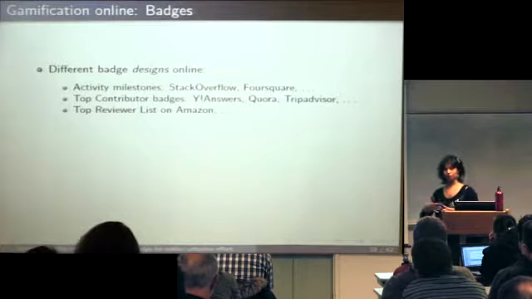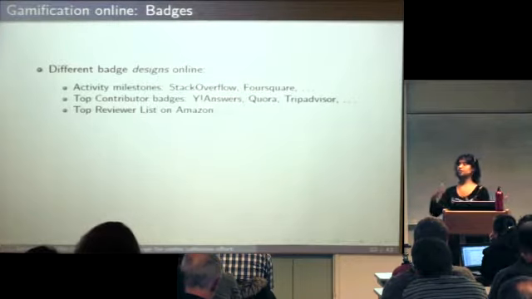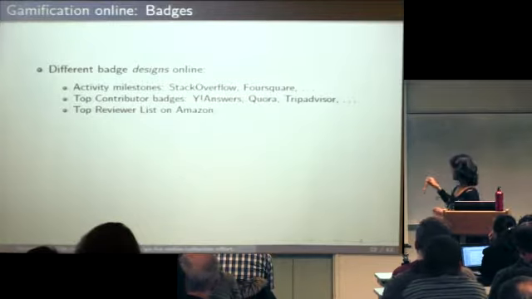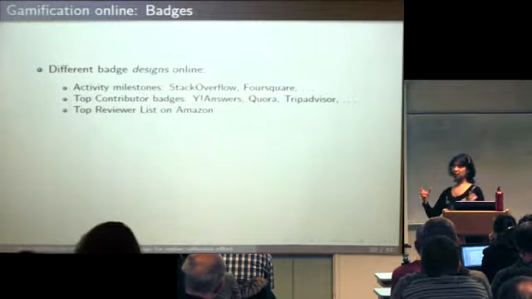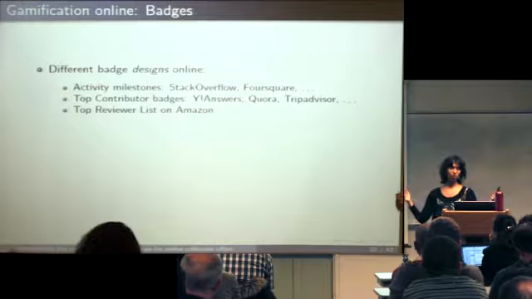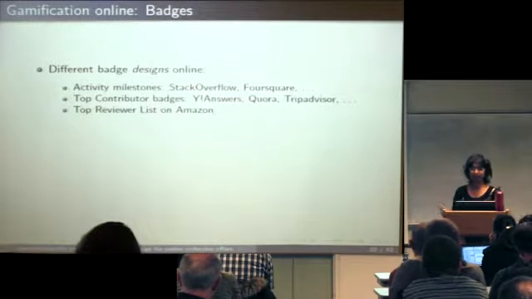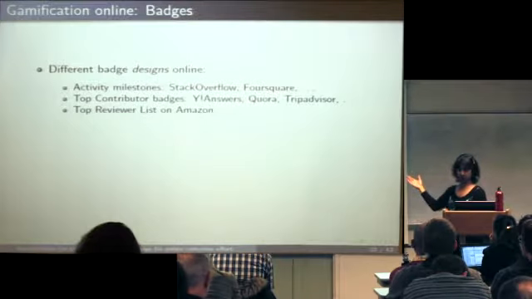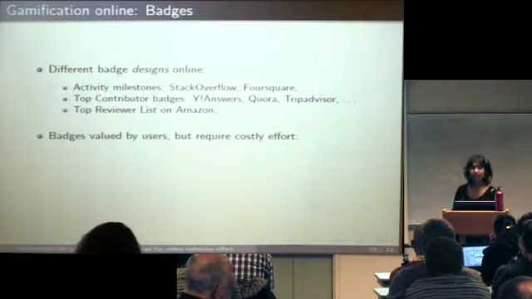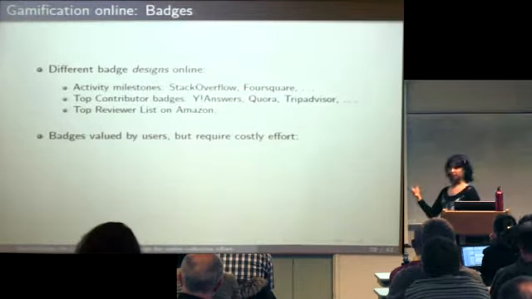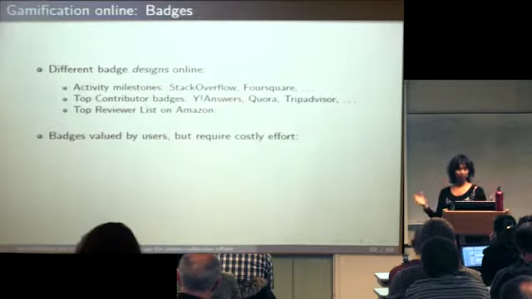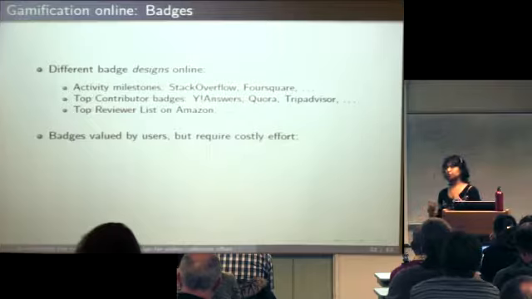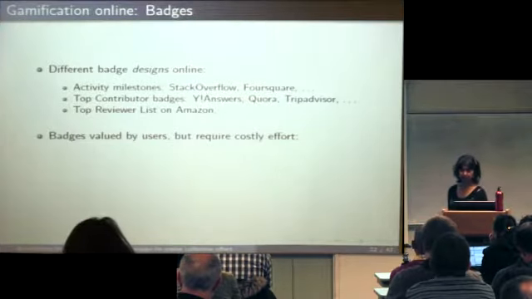There are activity milestones. For example, Stack Overflow gives you a badge if you do a certain amount of work and so on. There are top contributor badges, Yahoo Answers and Quora and TripAdvisor. If you're amongst the top contributors on the site, you get a badge. There are top reviewer lists on Amazon, which is an even more nuanced version of top contributors. And these badges, if you think about them, are clearly valued by users. That's what all of this anecdotal evidence and formal evidence seems to suggest. But clearly they require effort. I have to go and put in work on the site to earn a badge.